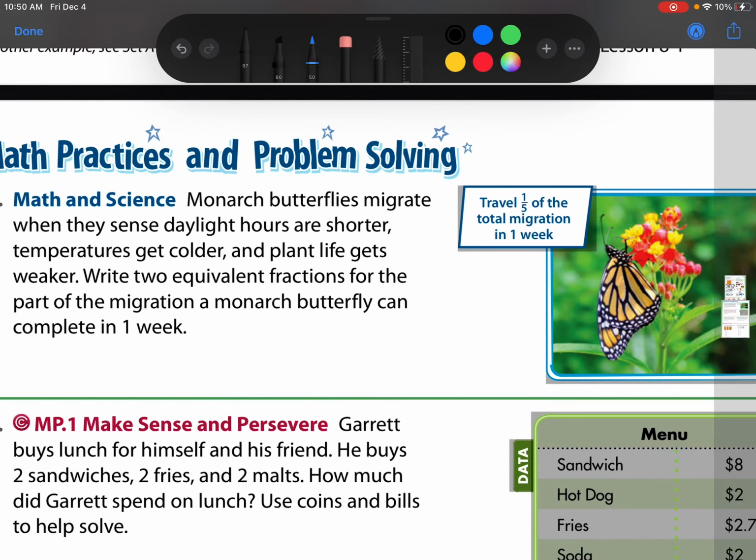Monarch butterflies migrate, meaning they fly to a different spot. When they sense daylight hours are shorter, temperatures get colder, and plant life gets weaker. Write 2 equivalent fractions for the part of the migration a monarch can fly complete in 1 week. Well, here it says it travels 1/5 of the total migration in 1 week. So we want 2 fractions that are equivalent to 1/5.